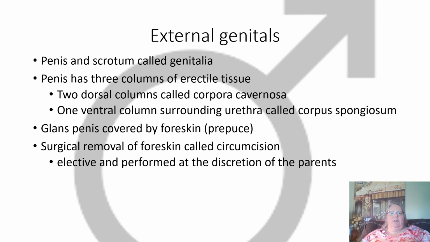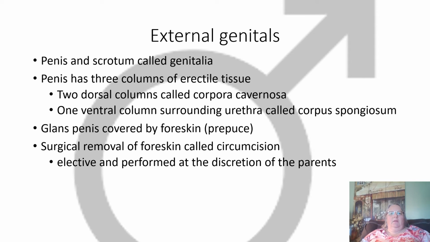The external genitalia is the penis and the scrotum, and it's called genitalia. The penis has 3 columns of erectile tissue, 2 dorsal columns called corpus cavernosa, and 1 ventral column surrounding the urethra called the corpus spongiosum.